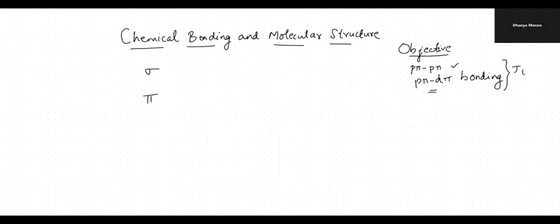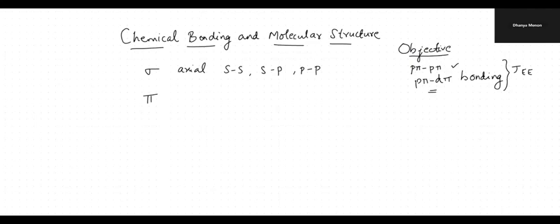In the school exam, they don't ask much about this, but for a competitive exam, they ask questions from this area. So in the previous video, we learned about sigma bond and pi bond. Just to revise, sigma bond is formed by the axial overlap of the orbitals. It is formed by the head-on overlap of either s-s, s-p, or p-p orbitals.